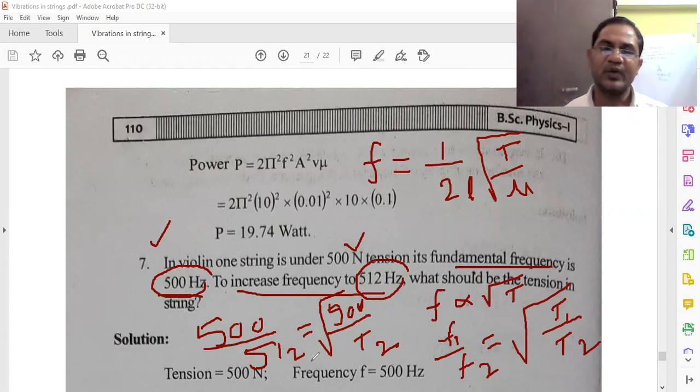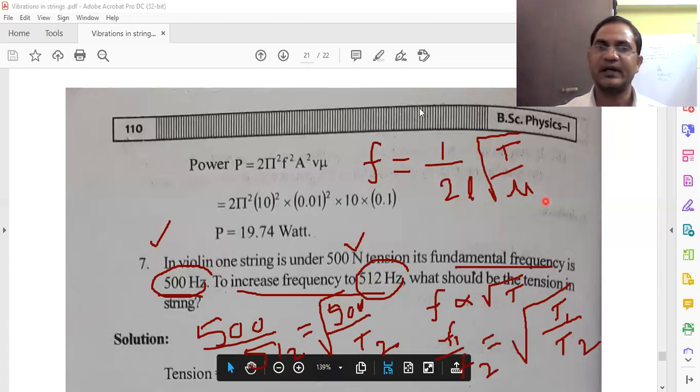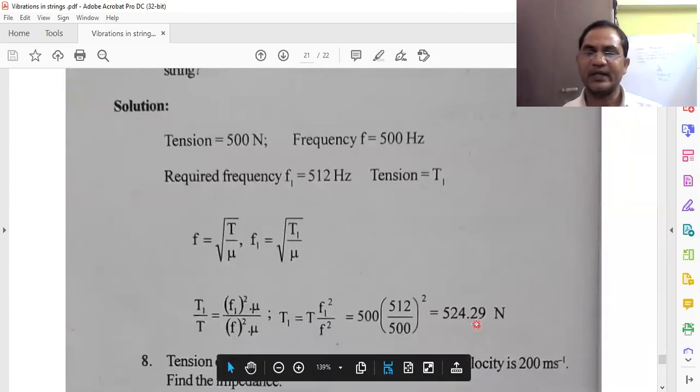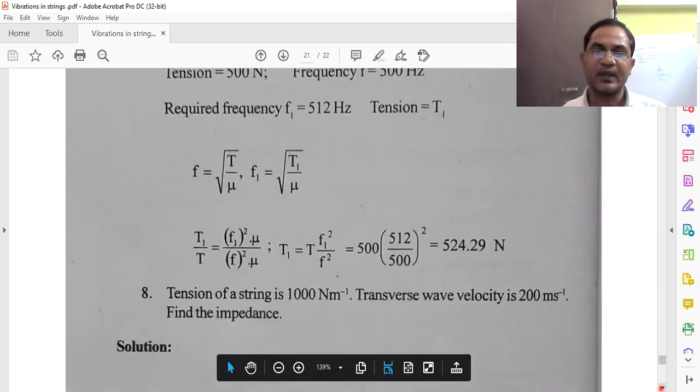Then you will get T2 equals 512 into 512 by 500. You can do the remaining part of the simplification. On simplification, you will get the answer 524.29 Newtons.